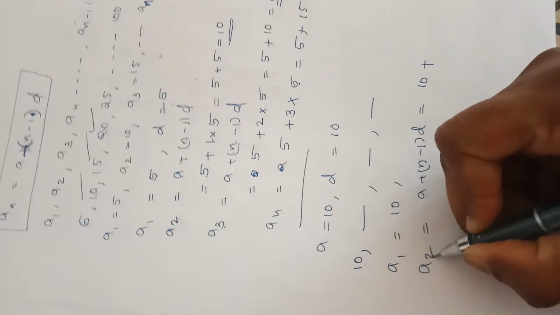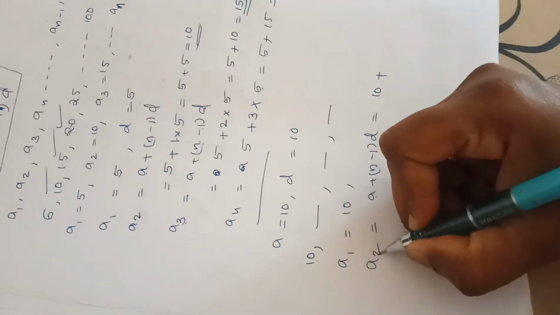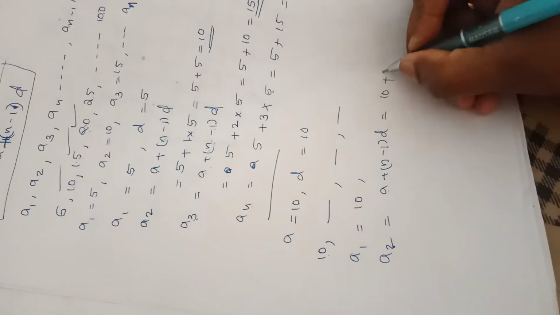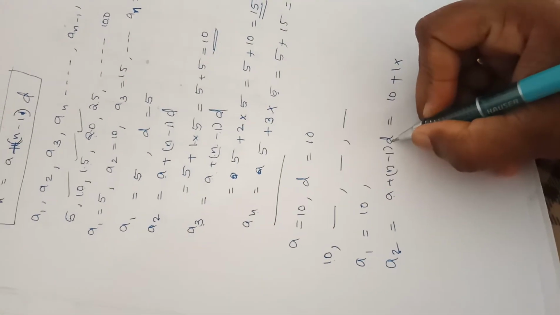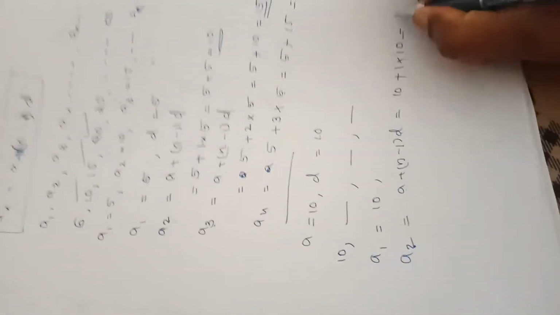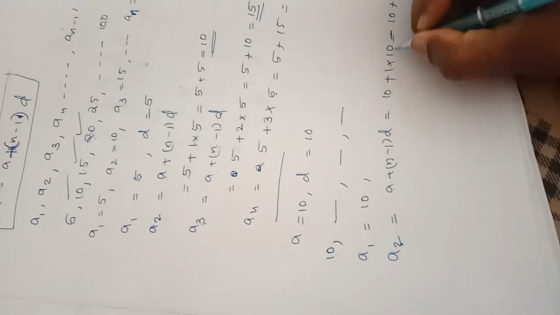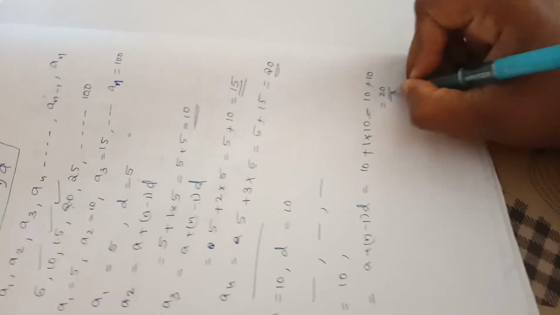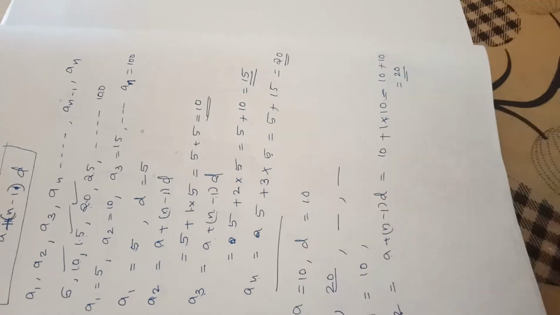Here, n is equal to 2. This number you have to take as n. So 2 minus 1, 1, into d. Common difference d is equal to 10. So 10 plus 1 into 10 is equal to 10. 10 plus 10 is equal to 20. So the second term you got is 20.